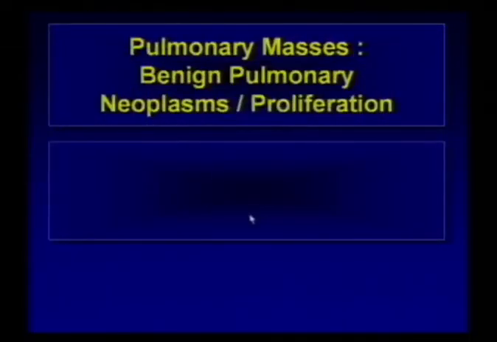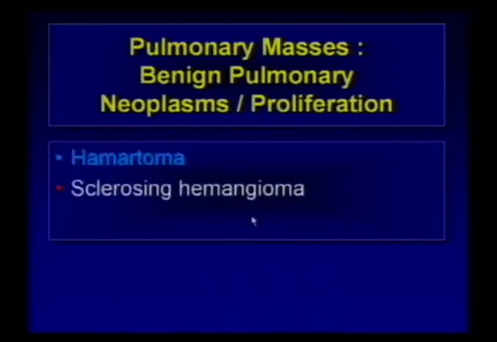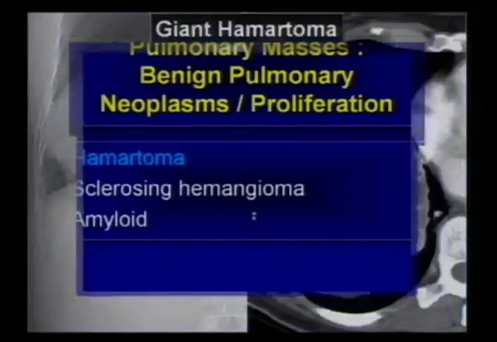How about benign pulmonary neoplasms? The biggest one you want to think about is hamartoma, a proliferative lesion in the lung. There are a few others. These are usually proven on pathology. There's nothing specific on imaging. An entity called a sclerosing hemangioma, and once in a great while you may actually see amyloid, little focal amyloid collections in the lung, so-called amyloidomas.